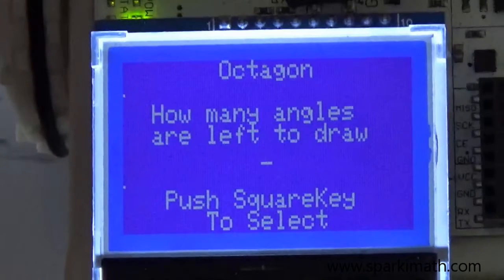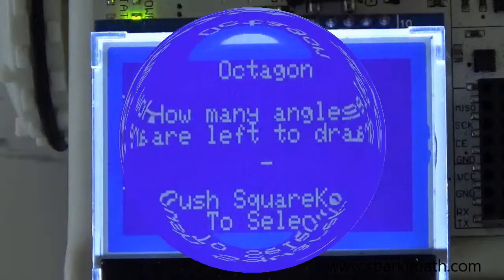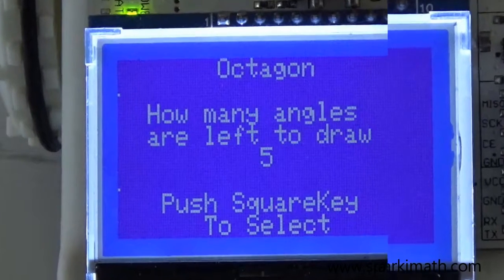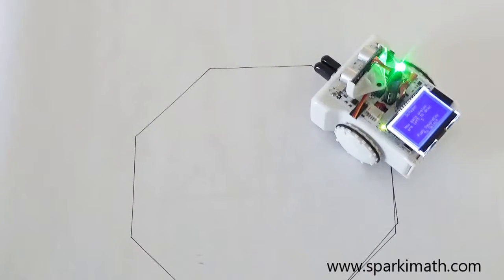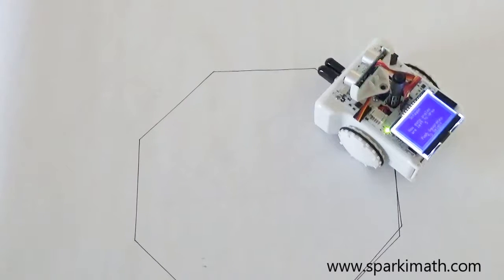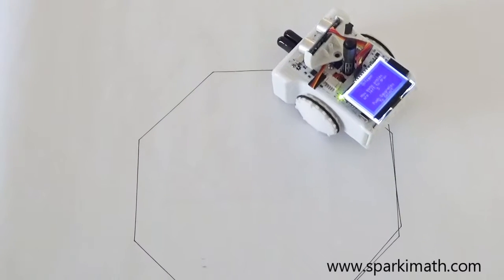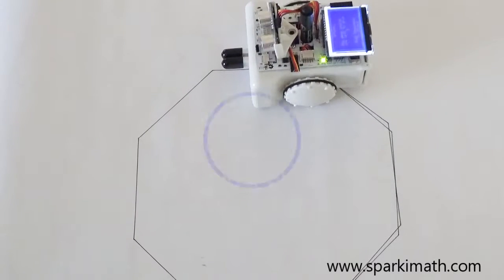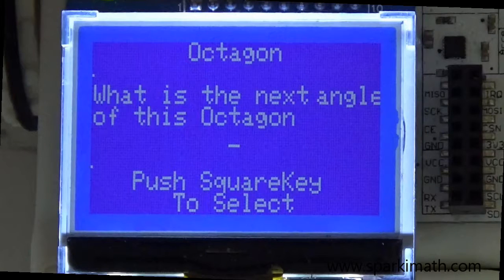Then he says, how many angles are left to draw? And I think it's 5, so I'll key in 5. I'm not sure. Yes, it is 5. 5 more angles left to draw, so Sparky likes that and redraws that side. And then he comes up with the question, what is the next angle of this octagon?